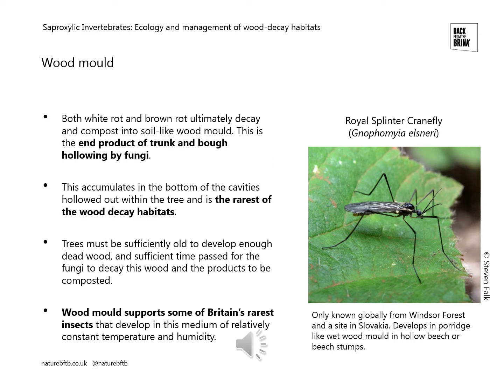And as it's such a rare habitat, it supports some of our rarest species within Britain, and these include species such as the royal splinter cranefly, which is known globally from just 2 sites in the world, one of which is the Windsor Forest. And the species that are reliant upon this wood mold particularly favour the constant temperature and humidity you get within the safety of these hollow cavities in the trunk of the tree.